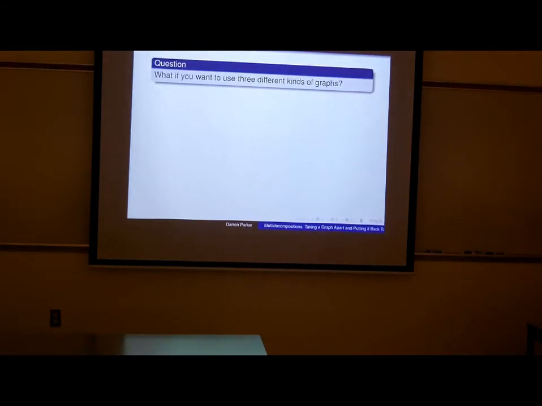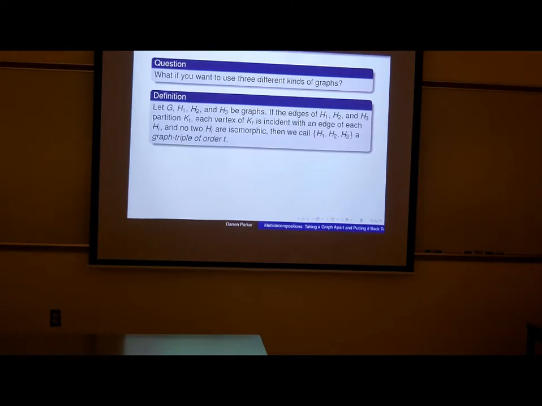Okay. Well, what if we want to use 3 different kinds of graphs? In fact, this is the problem that I have worked on with my collaborators and that we continue to work on. This problem has a lot of legs. Well, we construct them in the same way. We take a complete graph, K_T. Now we break the edges up into 3 different sets. Each one forms a different graph. Different in that they have to be mutually non-isomorphic. And not only that, but there can't be any isolated vertices. So each of those graphs has to touch each of the vertices in the complete graph.